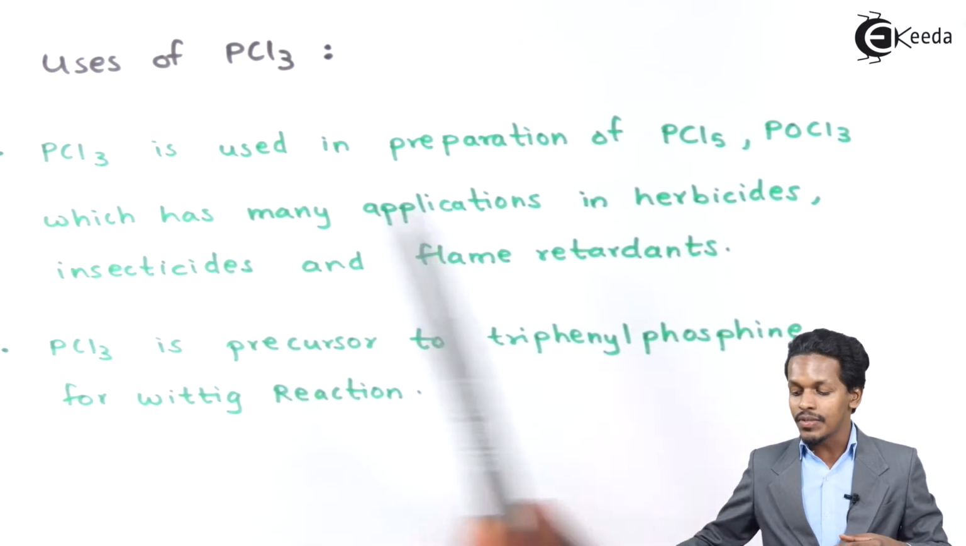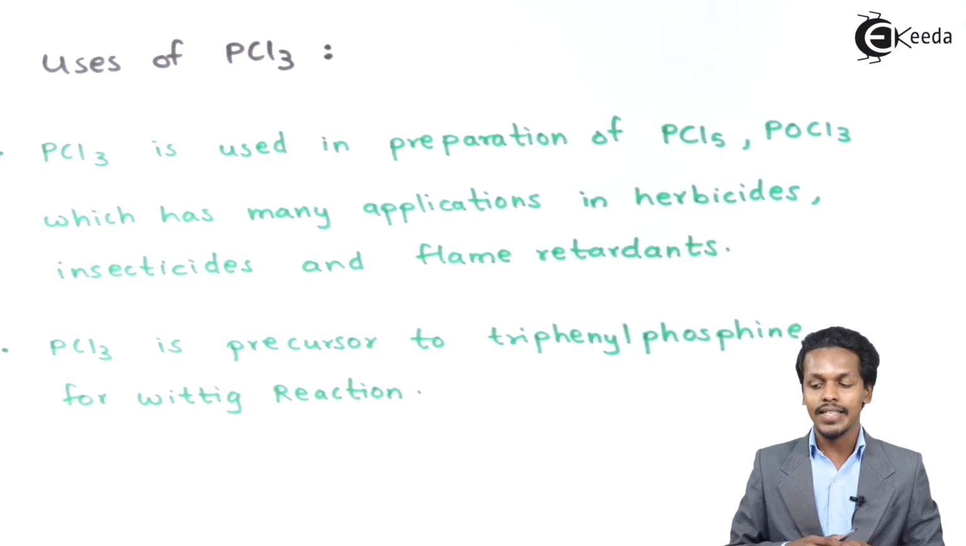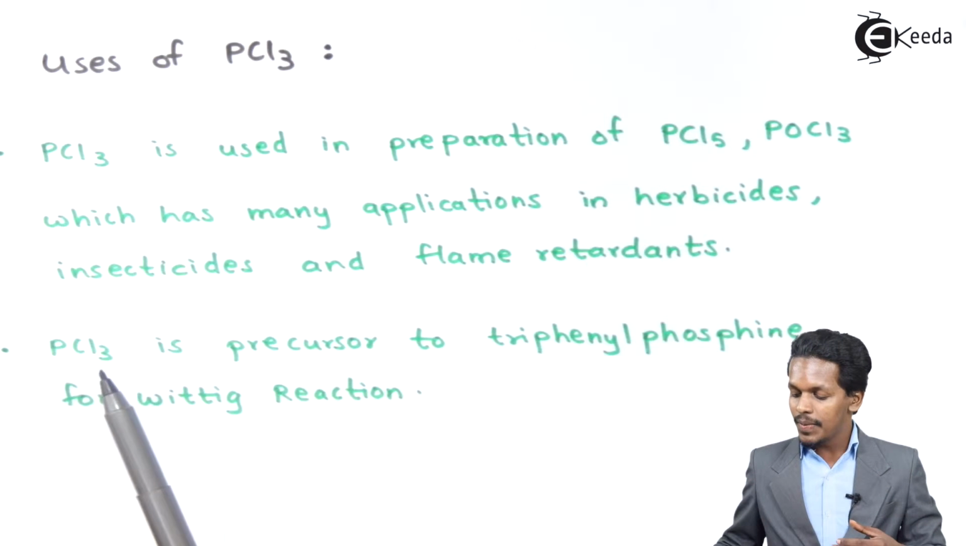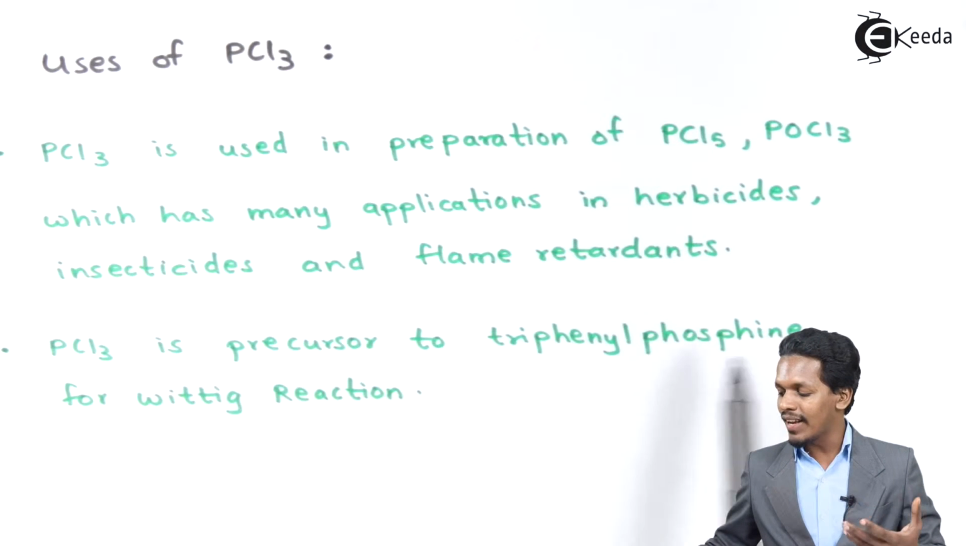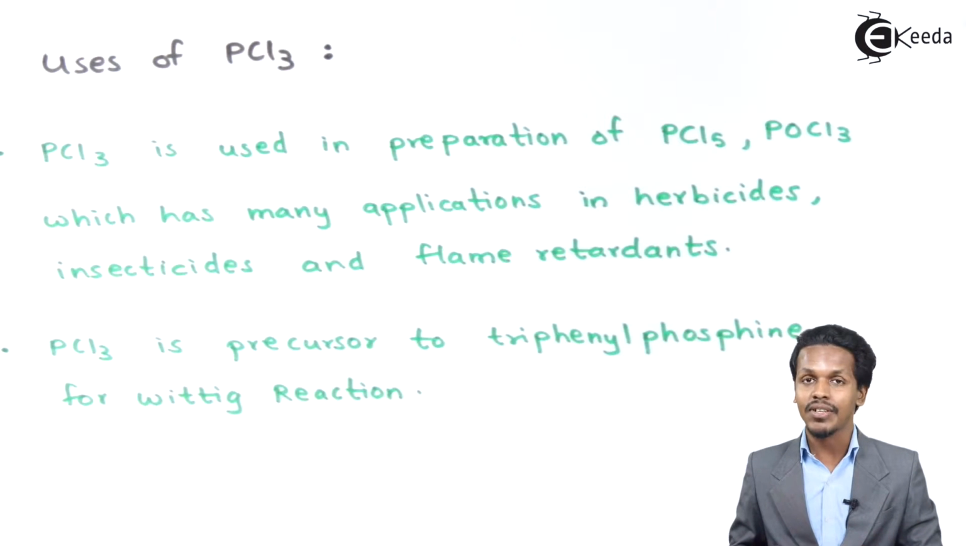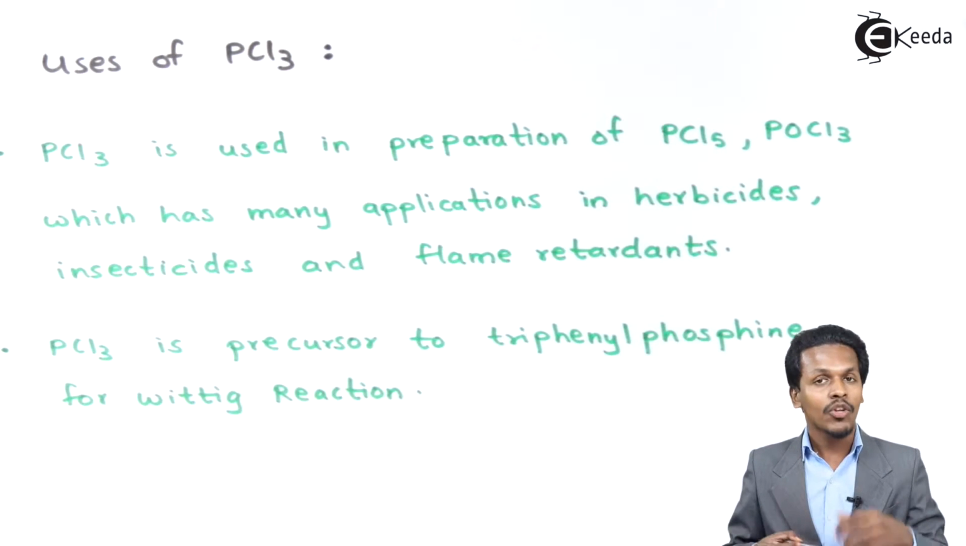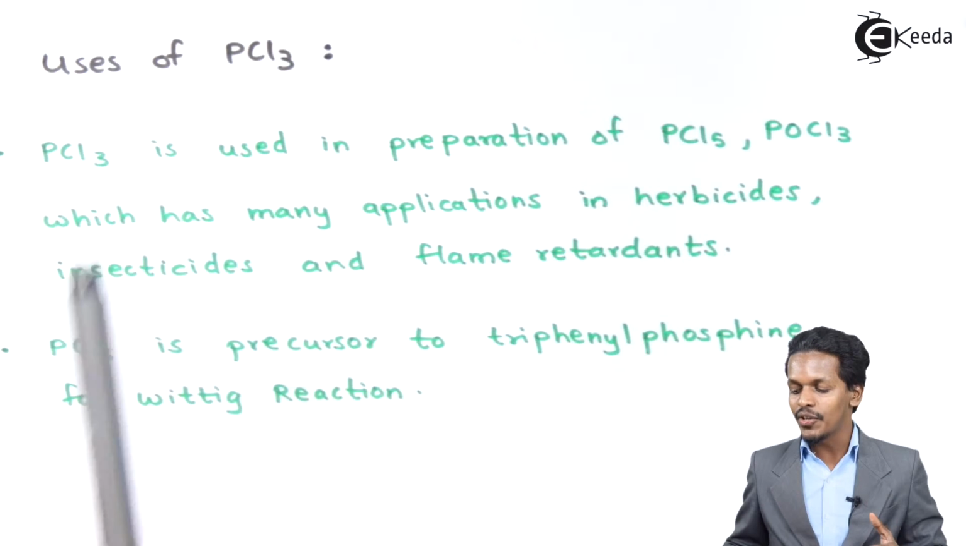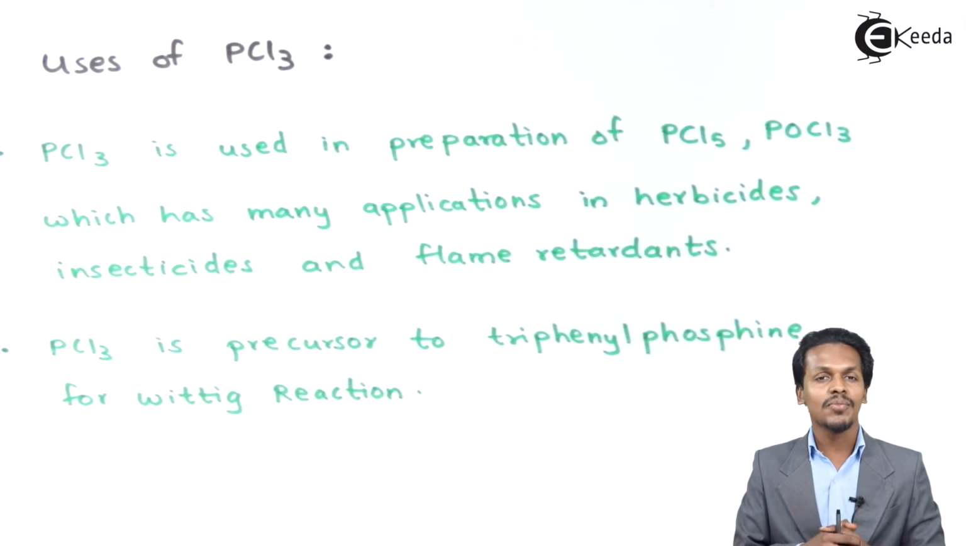So these are the uses of PCl3 that I have discussed here. Talking about the other points, PCl3 is a precursor to triphenyl phosphine, which is used for the Wittig reaction, and because of the Wittig reaction we can prepare numerous alkenes. So these were the uses of PCl3, and now let us move on to the next one.